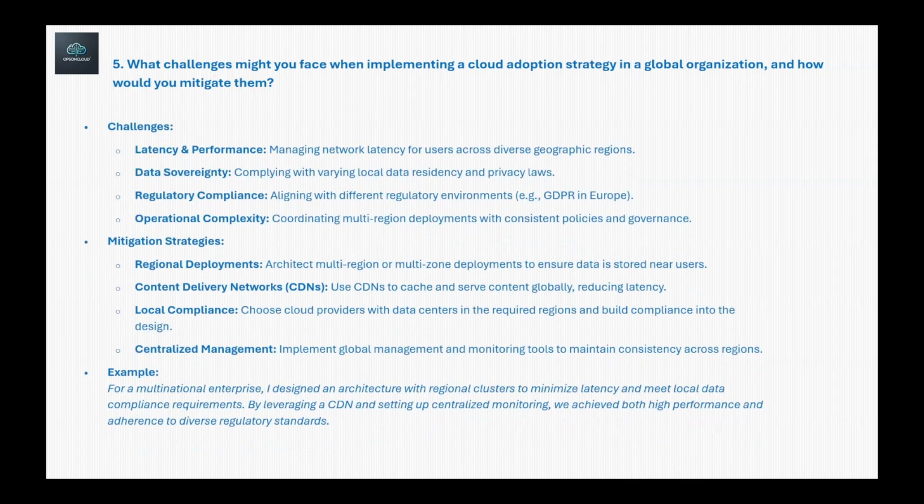Okay, the challenges: latency and performance. This is a global organization, so the data has to be available globally for global users. So latency and performance is a challenge here. Managing network latency for users across diverse geographic regions. Data sovereignty. Complying with varying local data residency and privacy laws.